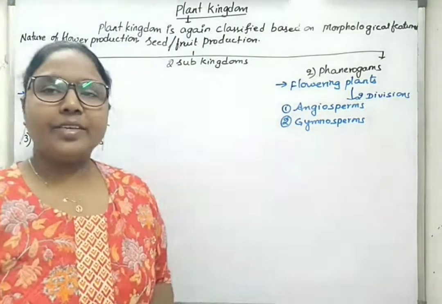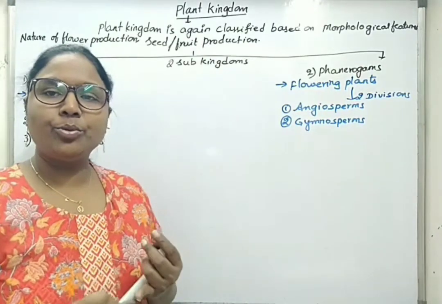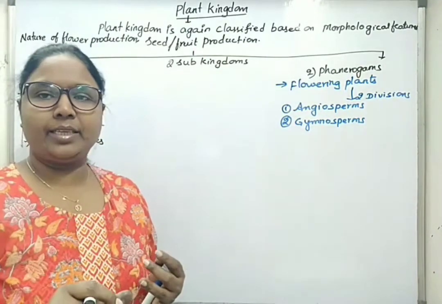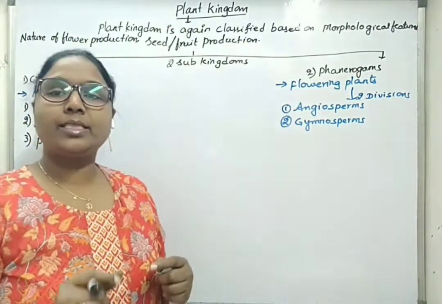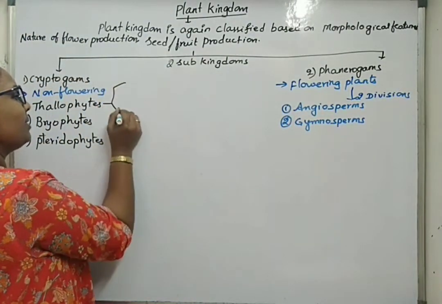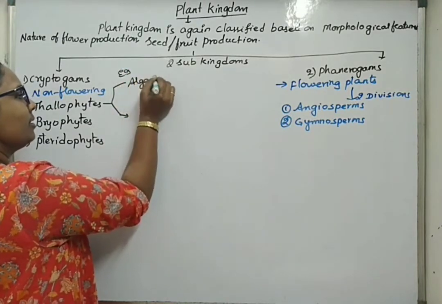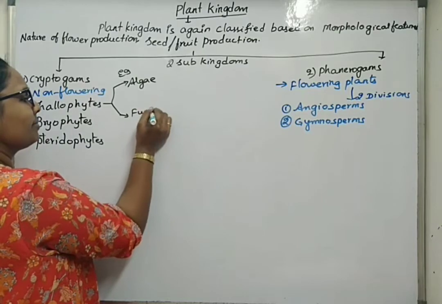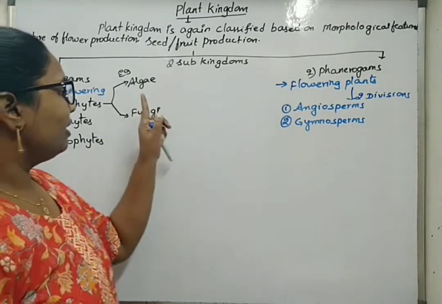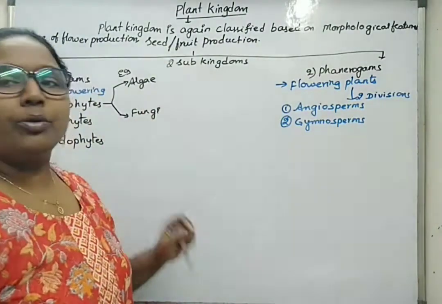Thallophytes do not have any specific body shape, meaning the body is not divided into root, stem and leaves separately. So the body shape is said to be thallus. Examples are algae and fungi. But fungi are not included under the plant kingdom, so we read here only about algae.